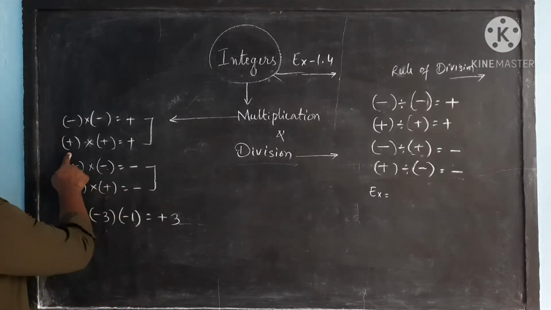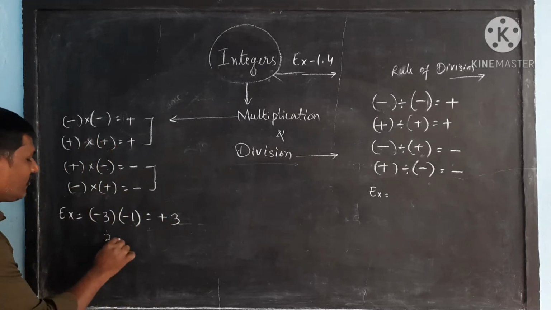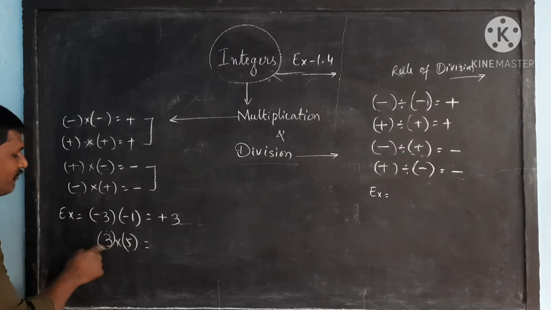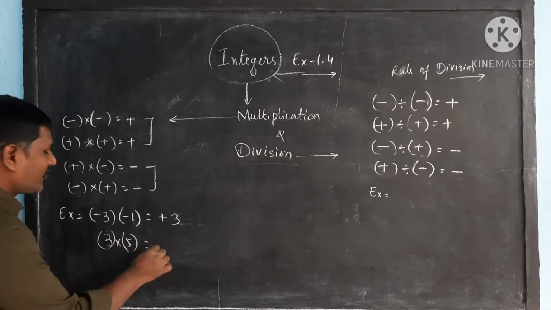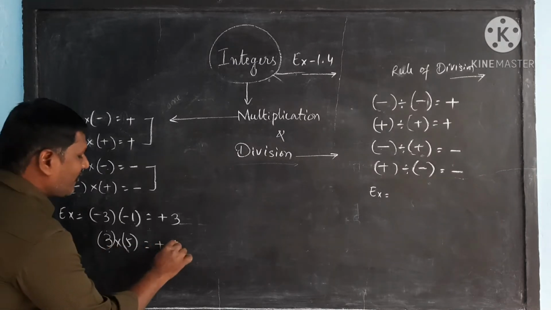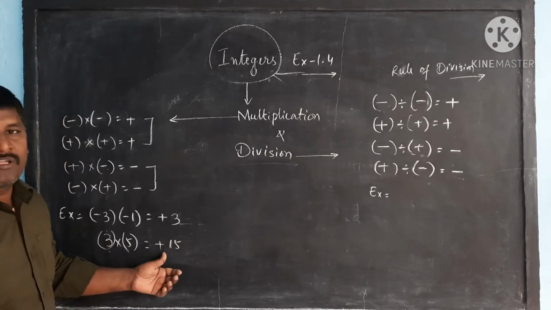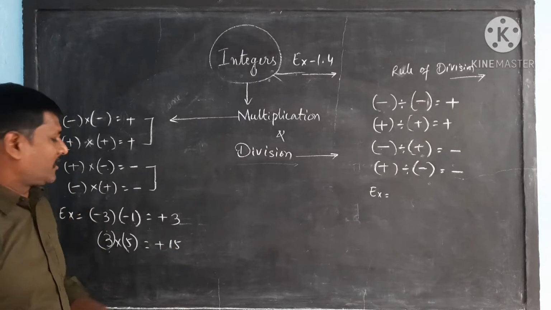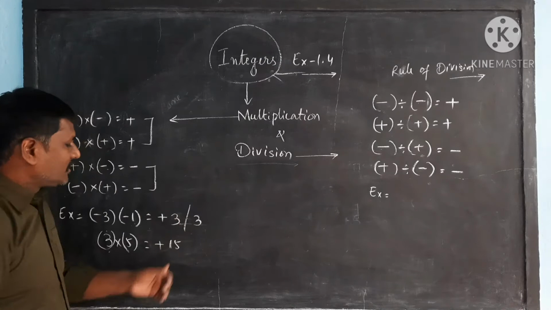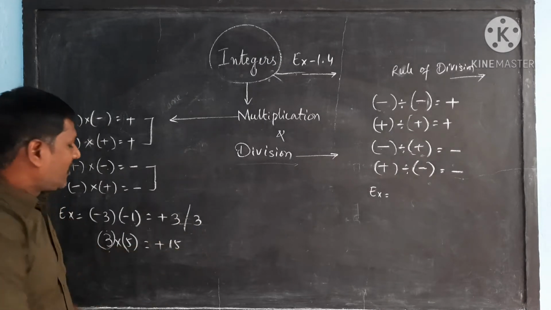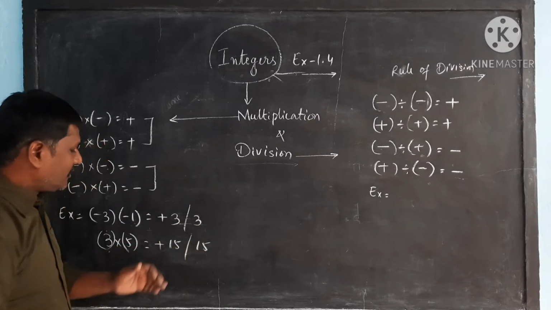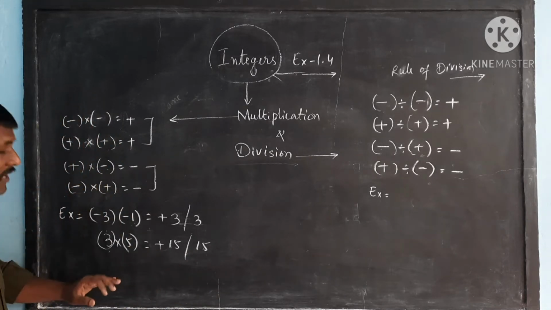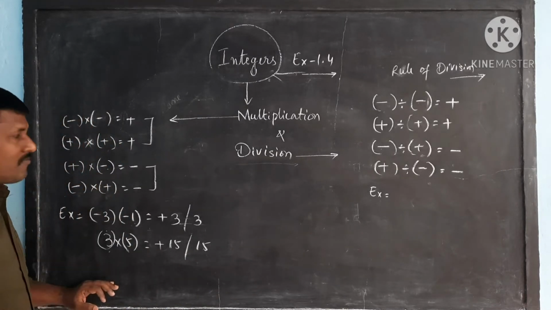Let us take one more example related to the second rule: 3 into 5. Here 3 is positive and 5 is also positive. Then you get a plus number, 5 threes are 15. When you get a plus number, there is no need to write the plus. Otherwise, if you are interested, you can write it. There is no problem at all. You can write it simply as 15, which means plus 15. That depends upon your choice. It's not mandatory. But when you get a negative answer, definitely you have to write the sign.